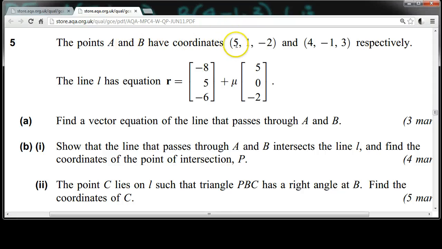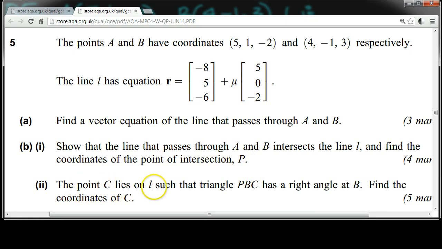The points A and B have coordinates 5, 1, minus 2 and 4, minus 1, 3 respectively. The line L has this equation here. Find the vector equation of the line that passes through A and B. Show that the line that passes through A and B intersects the line L, and find the coordinates of the point of intersection P.